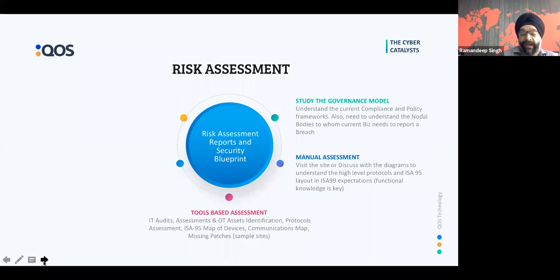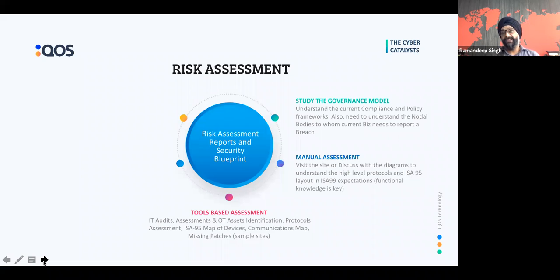So you'll have to smartly plan your tool assessment, and that would be done by a very rigorous manual assessment exercise. Once your manual assessment exercise is good, you would see that the tool-based assessment gives you a very well-deserved output that you are looking for.